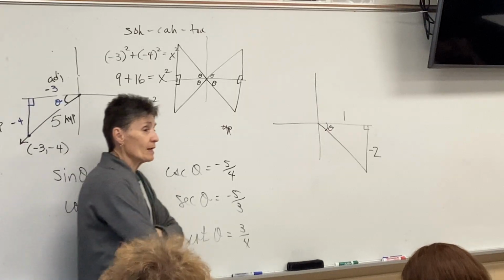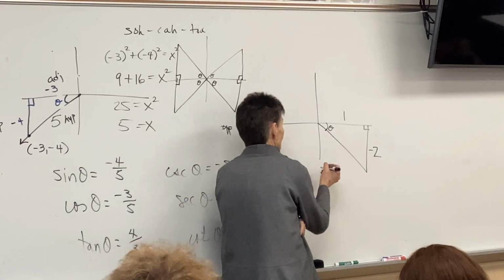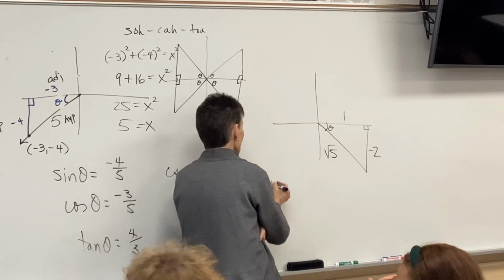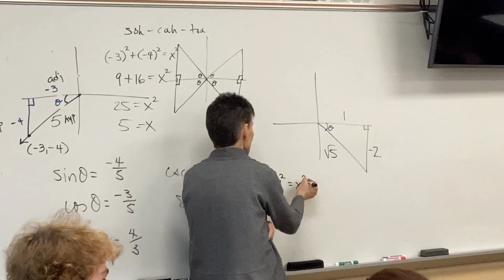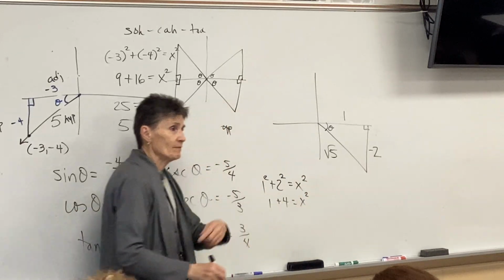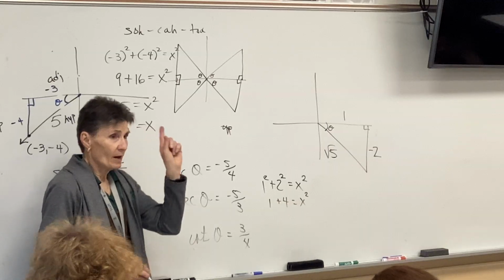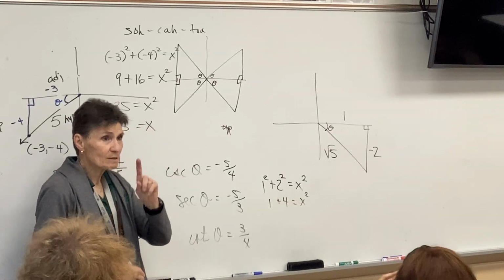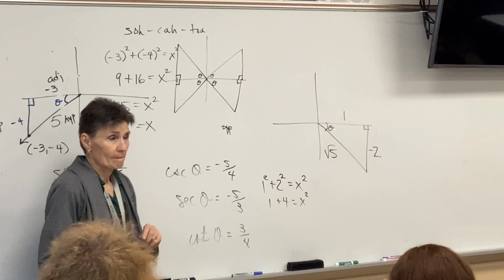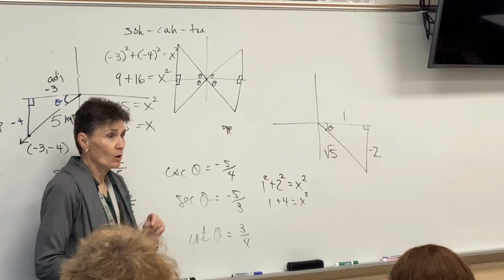All right, what did we get for the hypotenuse? Root 5. Those of you who got root 5, you are the winners. 1 squared plus 2 squared equals x squared. 1 plus 4. X is the square root of 5. And remember, the hypotenuse will always be positive. Hypotenuse is always positive.